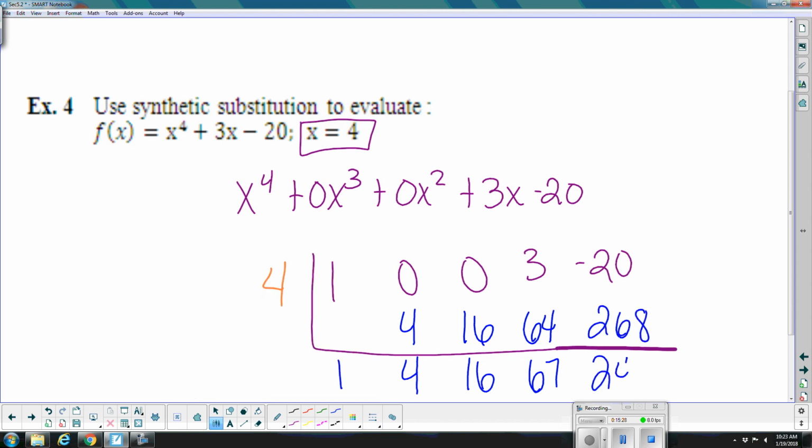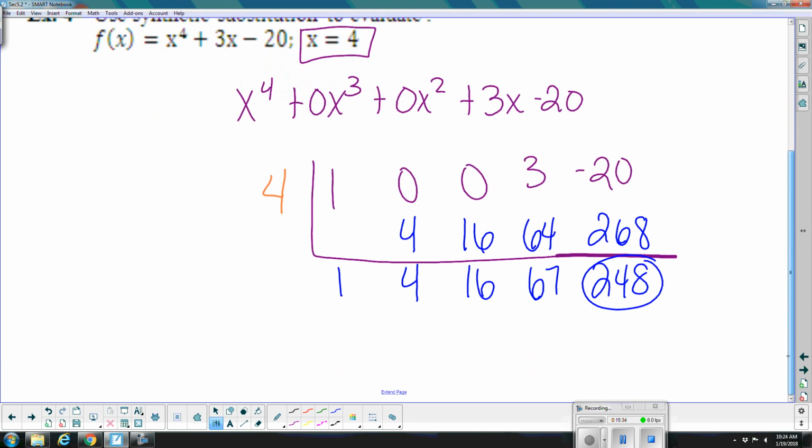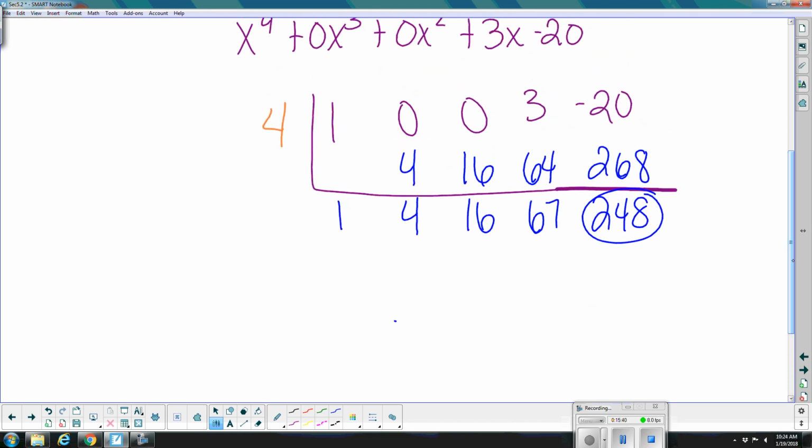And then I'm going to add to get a final solution of 248. All right, so now let's look at why this actually works. Because sometimes it helps you understand the process if you understand the why part of it.